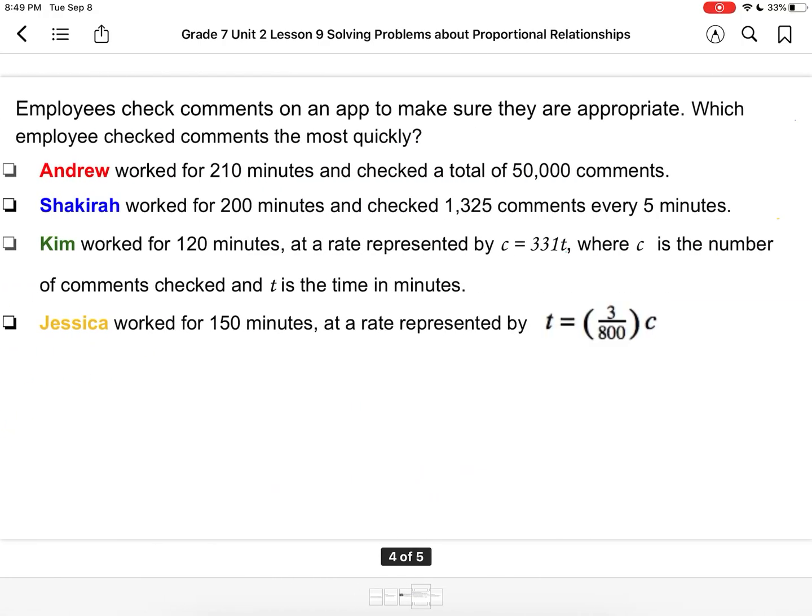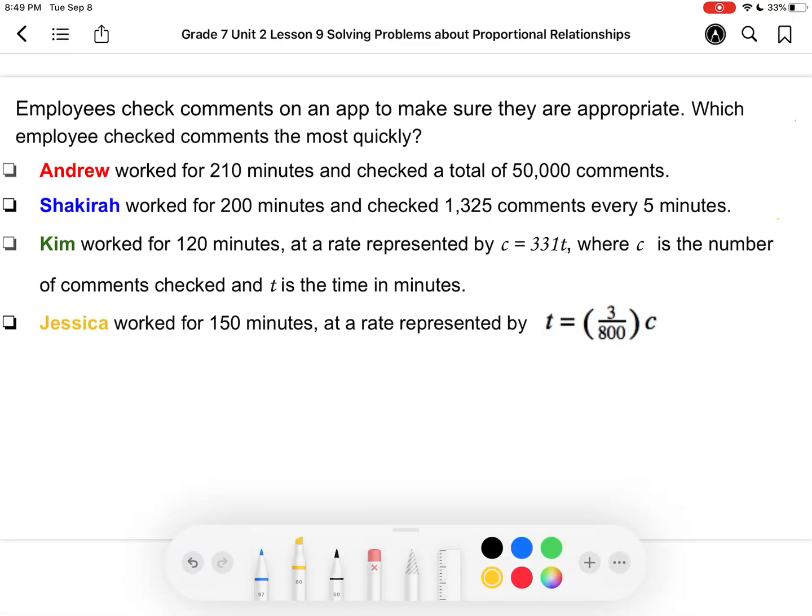Here's another problem. Employees are checking comments on an app at a social media company to make sure they're appropriate. Which employee checked comments the most quickly? So the most quickly means the most comments per minute or per hour. It's a rate. And in the problem, they're talking about minutes, 210 minutes, 200 minutes, and so on. So let's look at the rate of comments per minute.